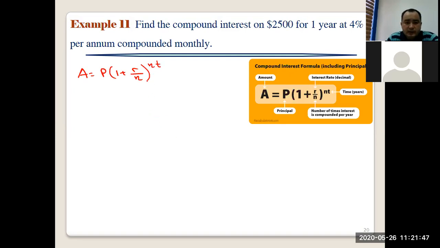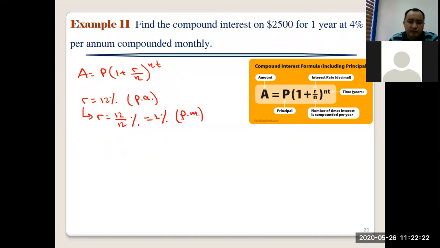If this is monthly, and the rate is an annual rate, for example 12% per annum, per year, then when you convert this into a monthly rate, it will be 12 over 12, because in 1 year we have 12 months, so that is equal to 1% per month. This is how we make the adjustment to the rates.